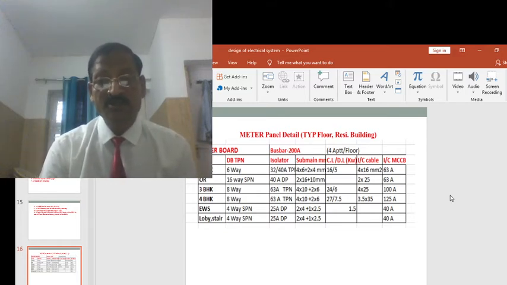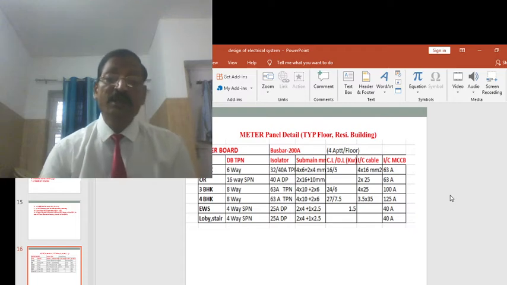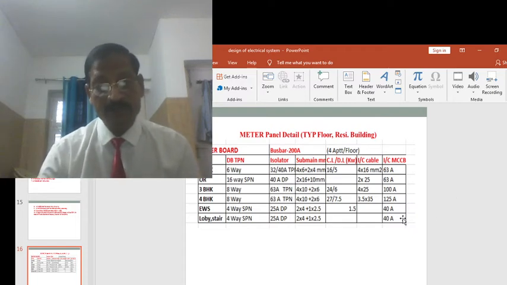and MCCB 63 ampere. For a 3 BHK apartment, DB will be 8-way TPN, isolator will be 63 ampere TPN, sub main size 4 into 10 mm square plus 2 into 6 mm square cable for neutral, and connected load is 24 kilowatt, demand load is 6 kilowatt, incoming cable size 4 into 25 mm square, and MCCB at incomer will be 100 ampere. So this is in a tabular form for different types of apartments.